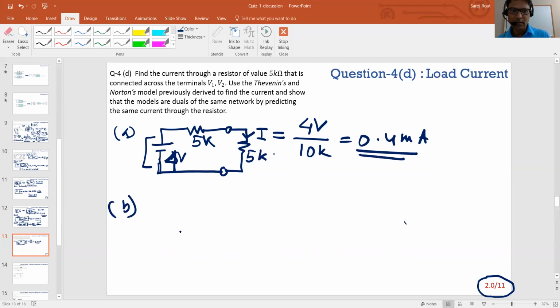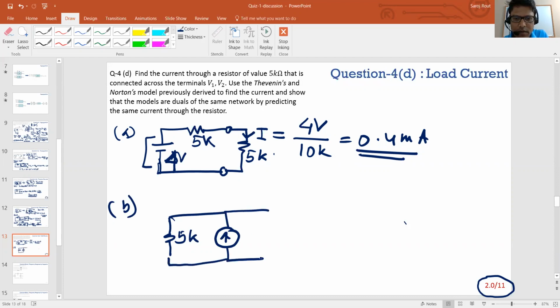So let's see if we get the same thing with the Norton. So we had a Norton where we chose, what is the direction we chose? Yeah, I think it's in the, so we had 5K, and we calculated 0.8 milliamps, right? So that was our Norton equivalent.